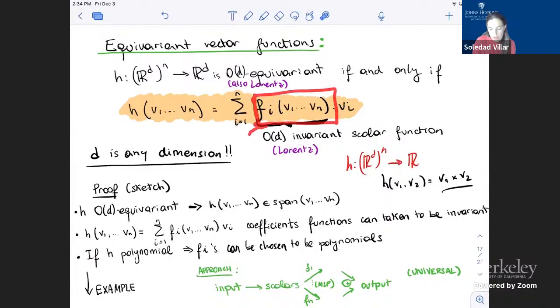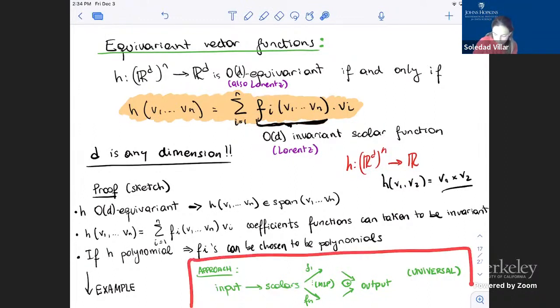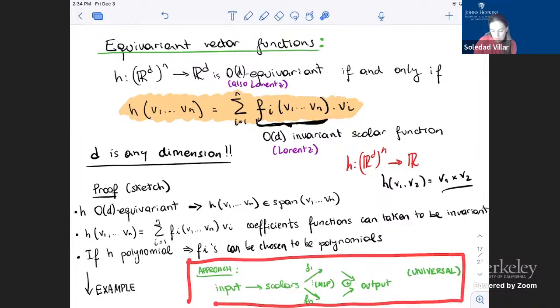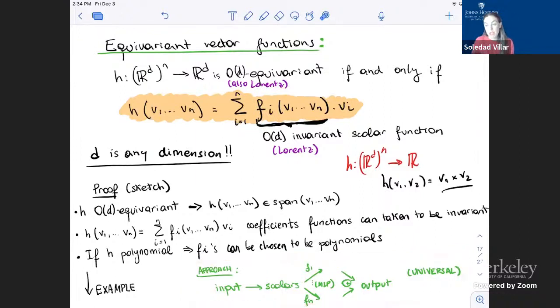And so this suggests an architecture of this form. Say I have input vectors, then I construct these scalars, and then I'm going to learn these functions on these scalars, and then I'm just going to construct the output as a linear combination of that. This parametrization is universal. Any vector equivariant function with respect to OD can be expressed in this way. And every function that is expressed in terms of these scalars in this form is going to be equivariant. So that simplifies the entire parametrization of the space of OD equivariant functions.